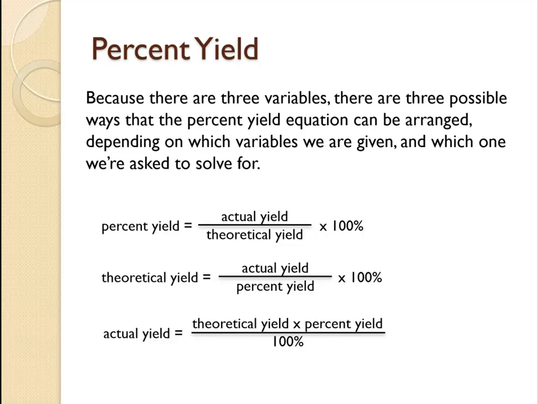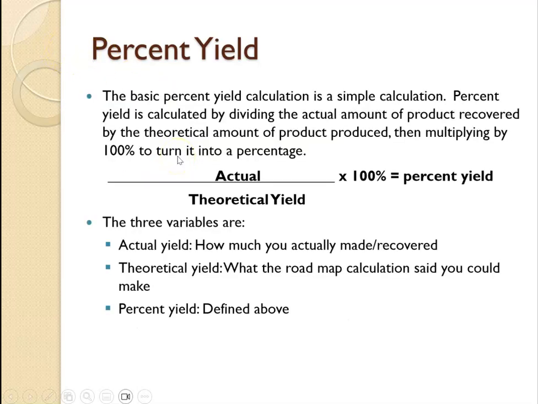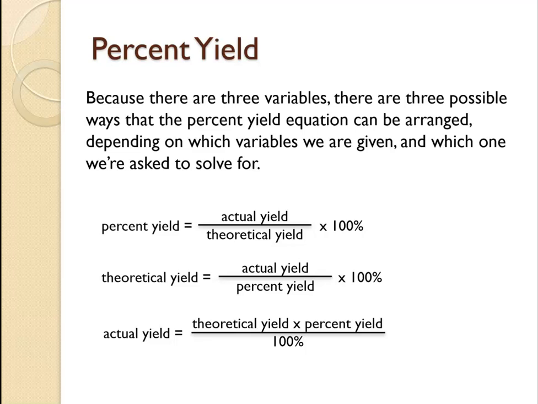Oh, before we look at an example problem, let me just say, because there are 3 variables, that is, the 3 variables are actual yield, theoretical yield, and percent yield. Because there are 3 variables, there are actually 3 different ways that we can rearrange this equation.